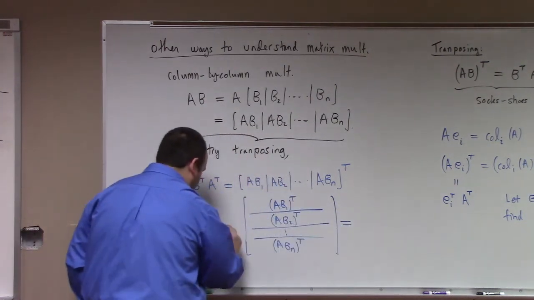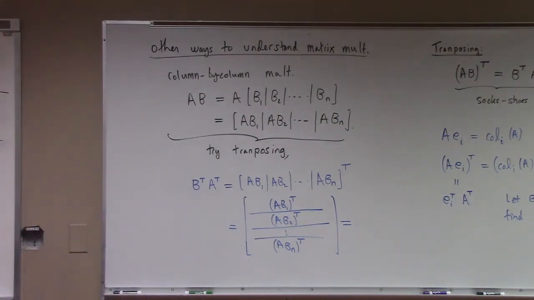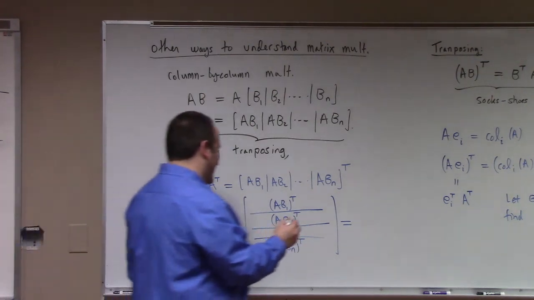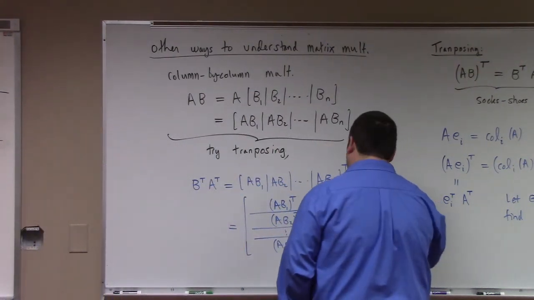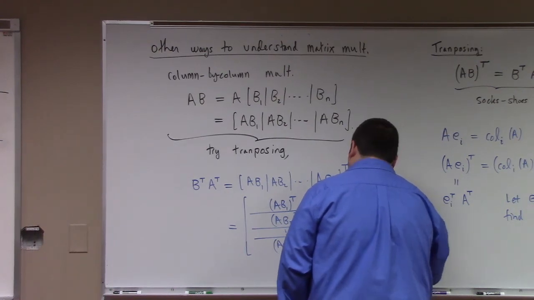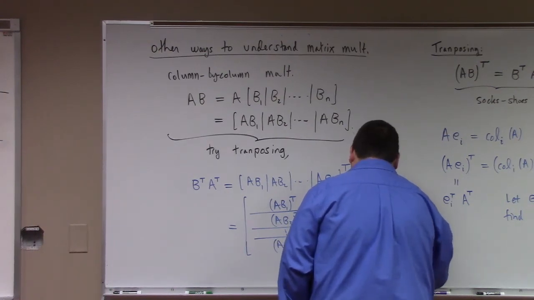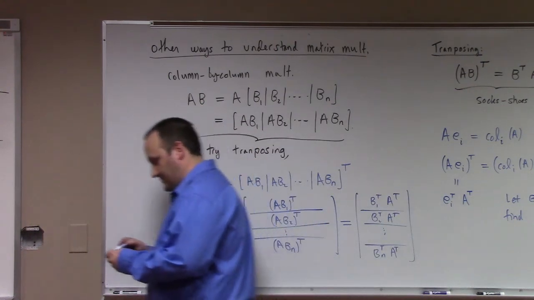All right. Now that's just by definition of transposition. But then we use socks shoes on each one of those. What's that give us? Each row, we use socks shoes on each row. We got ourselves B1 transpose A transpose, B2 transpose A transpose, Bn transpose A transpose, like so. Yeah?